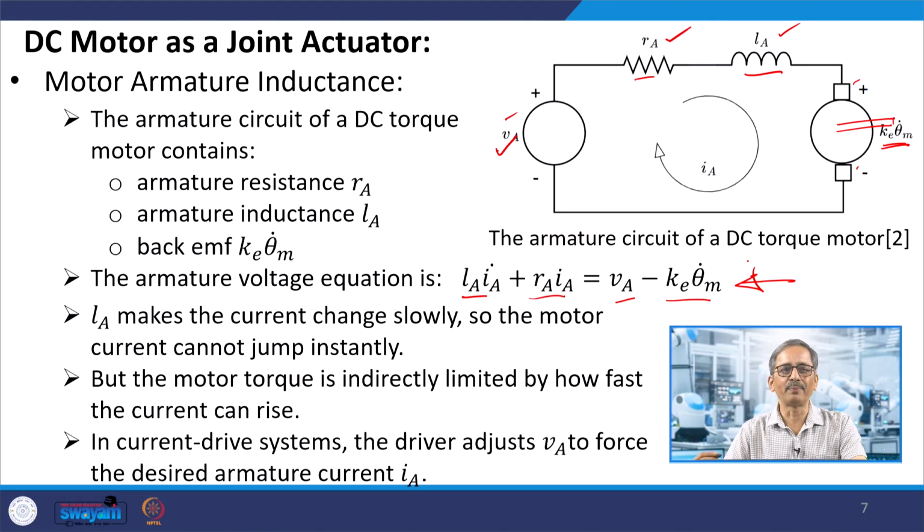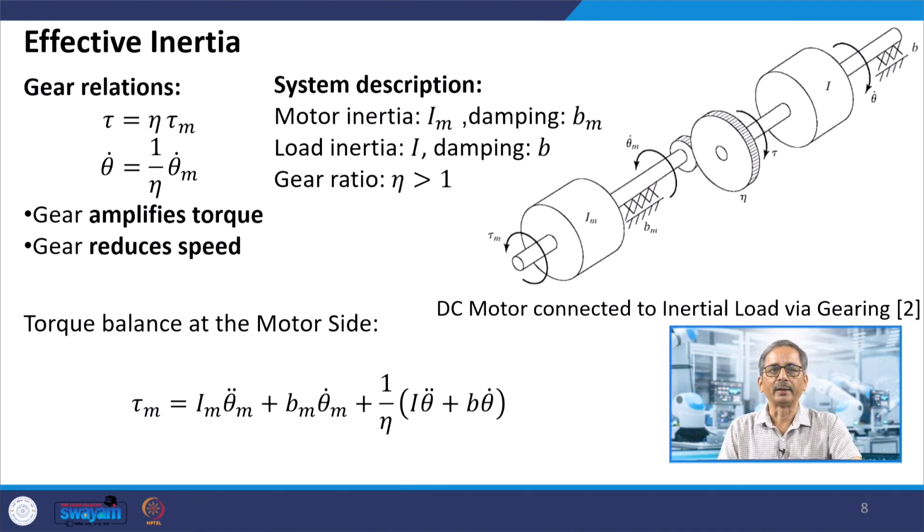So, the motor current cannot jump instantly, but the motor torque is indirectly limited by how fast the current can rise. And in a current drive system, the driver adjusts Va to force the desired armature current. That is what we have defined as Ia. Next, let us see what is the role of gearing in effective inertia.